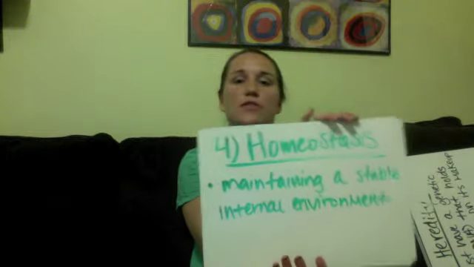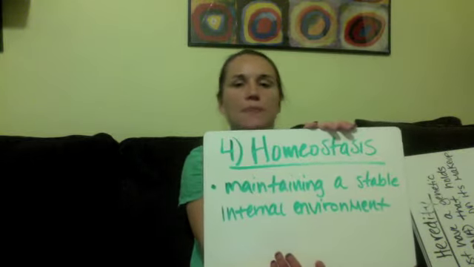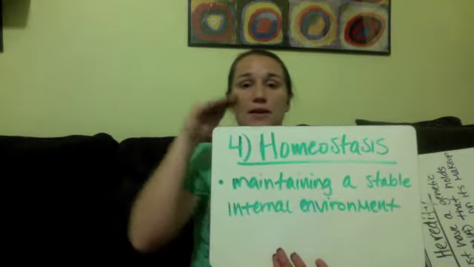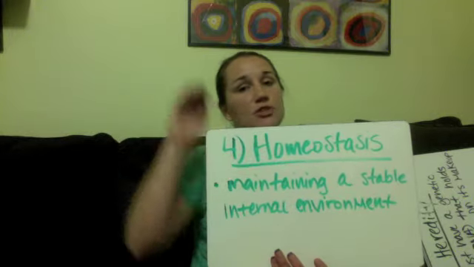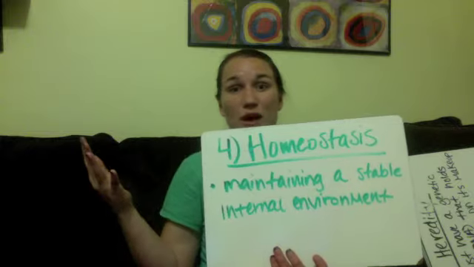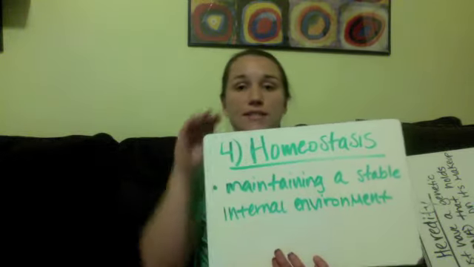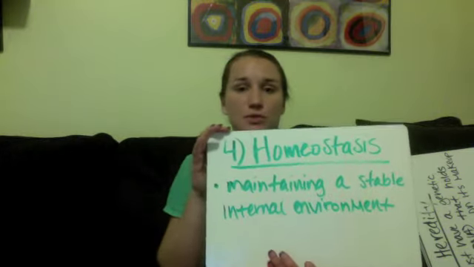Number 4 is homeostasis. This is the ability to maintain a stable internal environment. Think about a temperature. In our bodies, we always want to keep 98.6 degrees across the board. If our temperature gets too high, that means we have a fever. If it gets too low, we're also probably a little bit sick. So we want to keep homeostasis, a stable internal environment where we're at a healthy temperature.